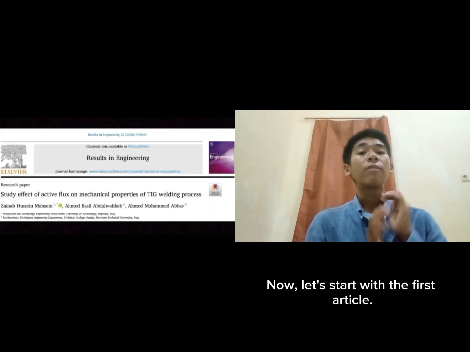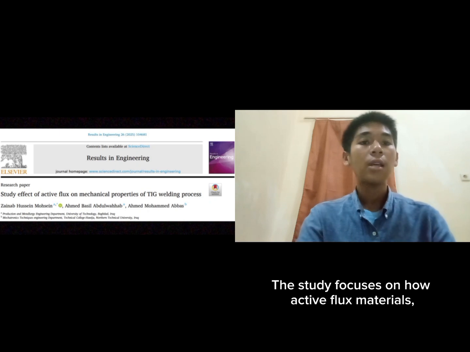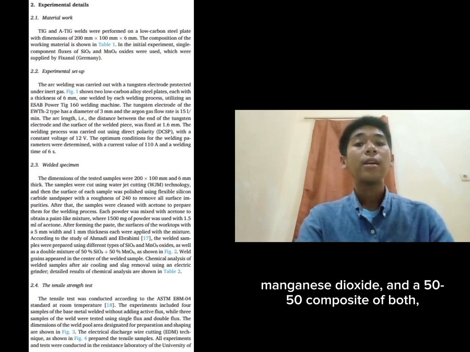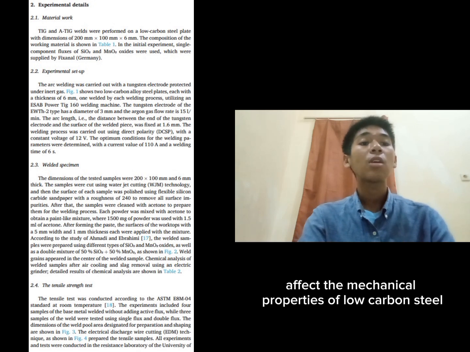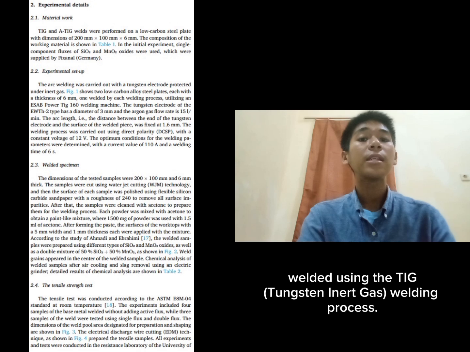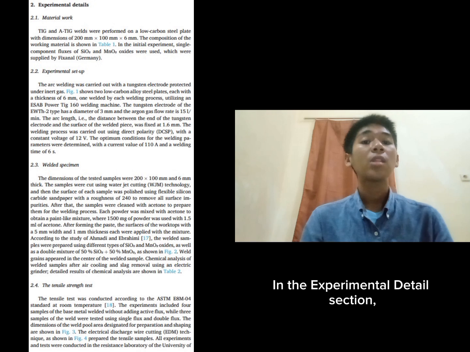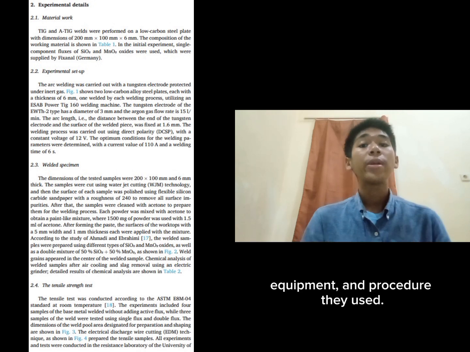Now, let's start with the first article. The study focused on how active flux materials, specifically silicon dioxide, manganese dioxide, and a 50-50 composite of both affect the mechanical properties of low-carbon steel welded using the TIG, or tungsten inert gas, welding process. In the experimental details section, the authors clearly describe the materials, equipment, and procedure they use.